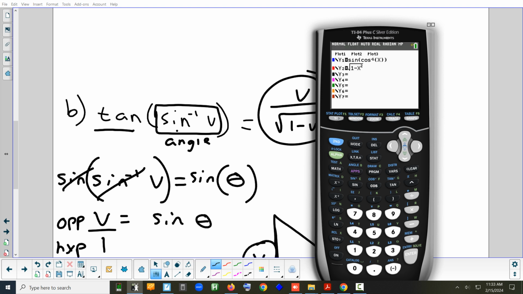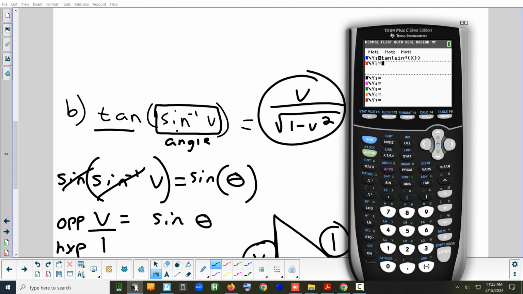Well, let's put the left in y1. So just tell us if we did it right. Inverse sine of x. Just be careful, you're going to need some parentheses on the right: x divided by square root of 1 minus x squared. Yeah, I think that should work. Let's hit graph. That's the left. That's the right. They look the same.